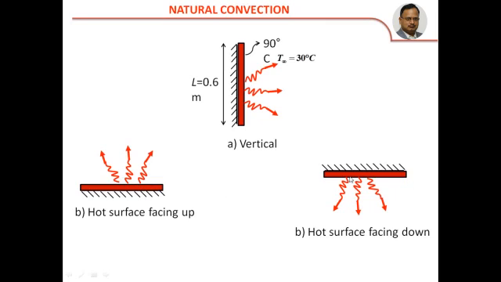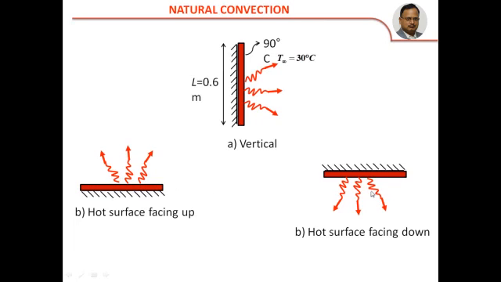Same hot plate, surface facing down. A molecule attached to this surface, because it is a hot surface, also gets heated up. It loses its density, so it will try to move upwards against gravity. It will never come down. So it won't vacate its position, and it will not allow another cold molecule to take its position and absorb heat from the hot plate. Hence the heat transfer rate when the hot surface is facing downwards is less when compared to the hot surface facing up. Approximately this will be 50% less.